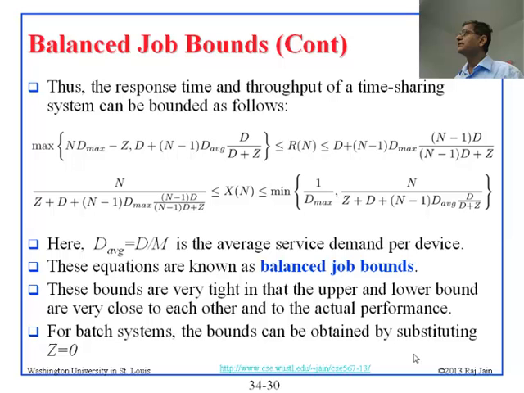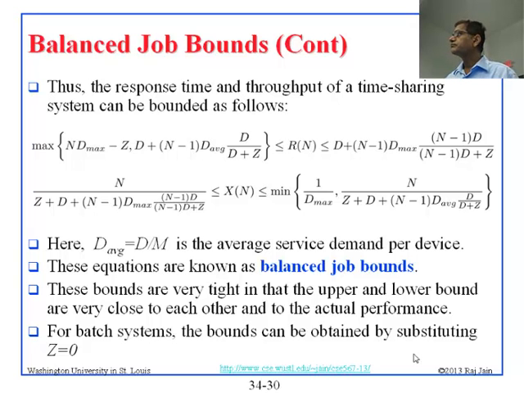N minus 1 times D average. D average is basically D upon M, where D is the total sum. You divide by the number of devices, you get D average. Then D upon D plus Z, and everything else is standard, same terms. So as long as you understand D max, D average, and capital D, we can go on to the next slide.